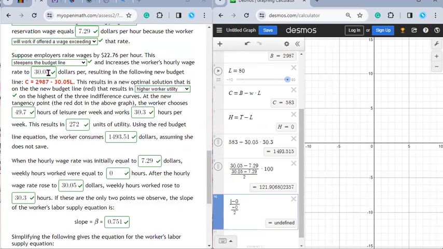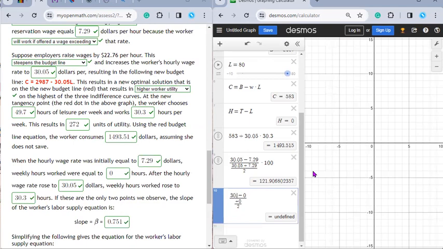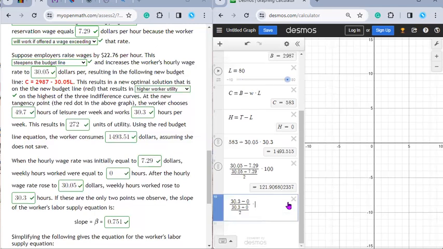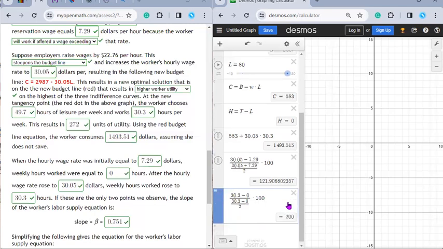At the new wage of 30.05, the worker chose that much leisure and that much work. So work went from 0 to 30.3. So I'm going to calculate the percent change in hours worked by using the midpoint formula, which means we have to add the 30.3 to what the hours worked were initially. And this will give us the average right here, right? That right there is the average. We're going to multiply that all by 100% to convert it to a percent.